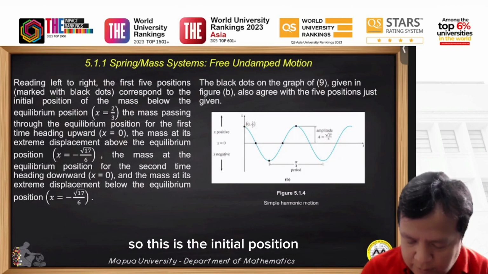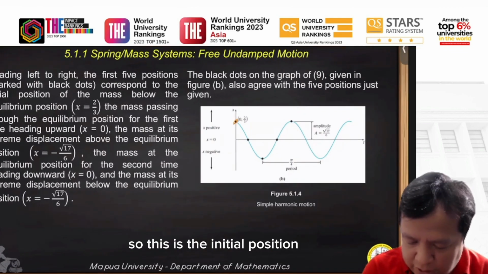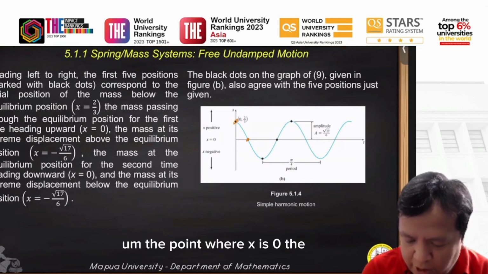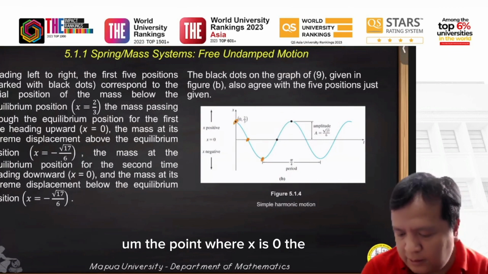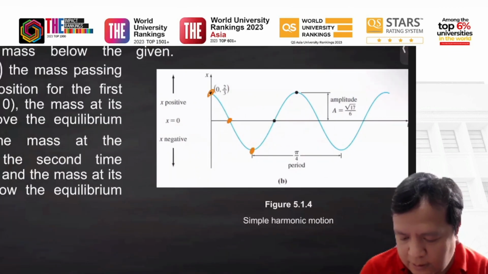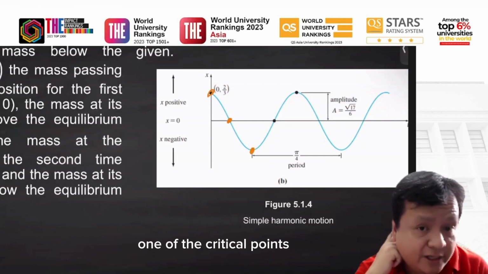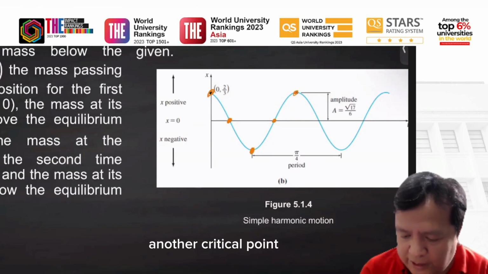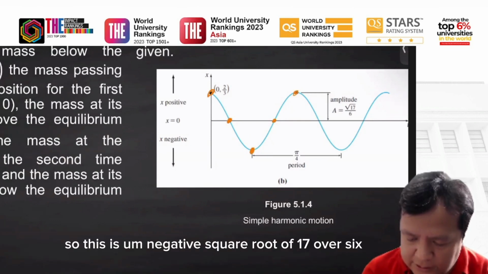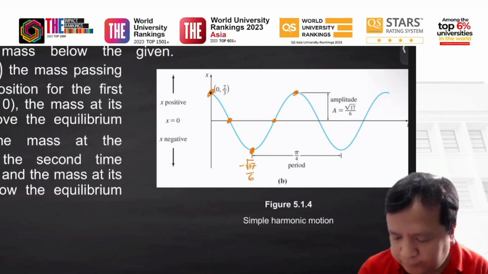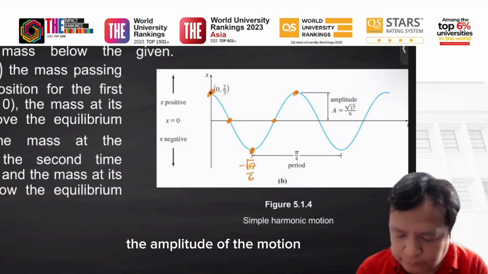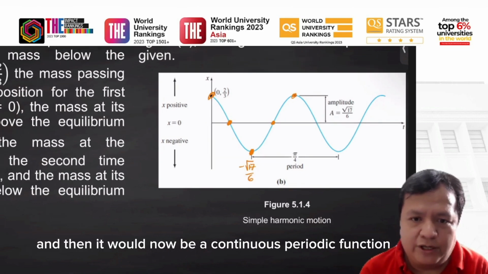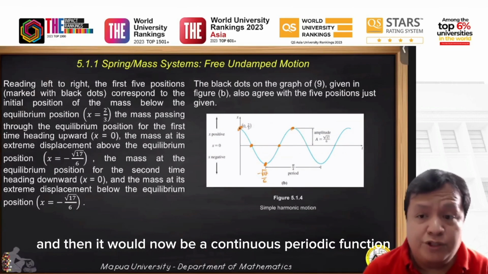So this is the initial position, the point where x is 0, one of the critical points, another value where x is equal to 0, another critical point. So this is negative square root of 17 over 6, the amplitude of the motion. And then it would now be a continuous periodic function.